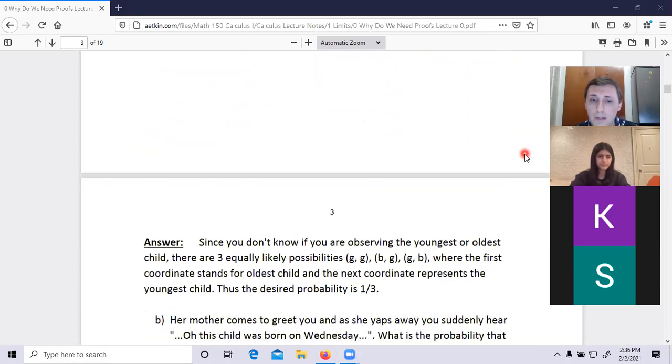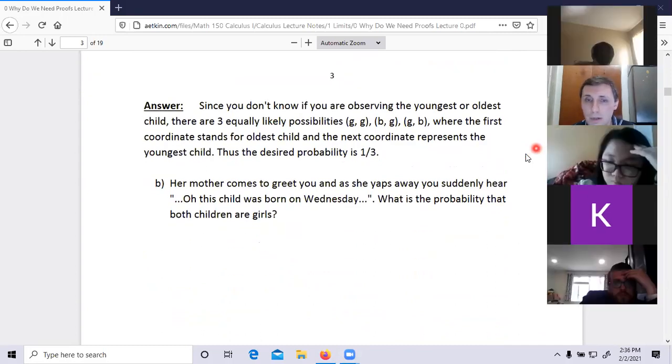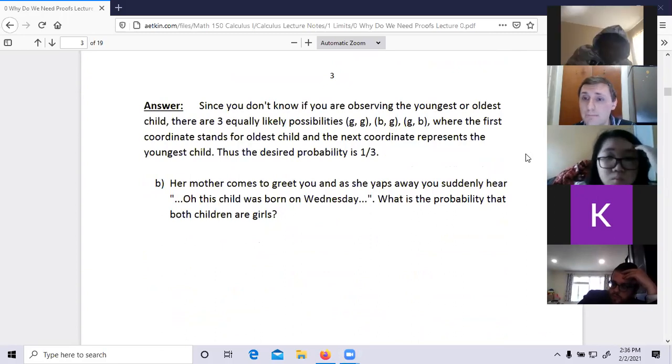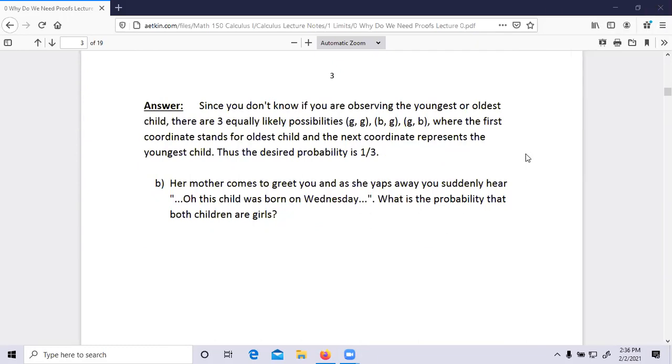So now suppose we have this situation. Look at it now. Now the mother of that girl comes to the car and she talks to you and mentions, oh, this child that you're observing was born on Wednesday, on some Wednesday. You understand what I'm saying? The child was born on Wednesday. What is the probability that both children are girls?